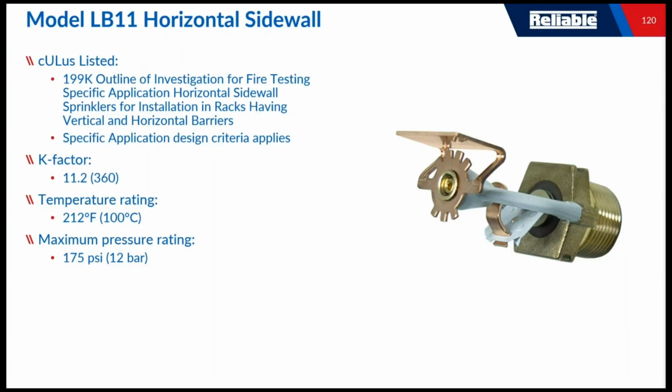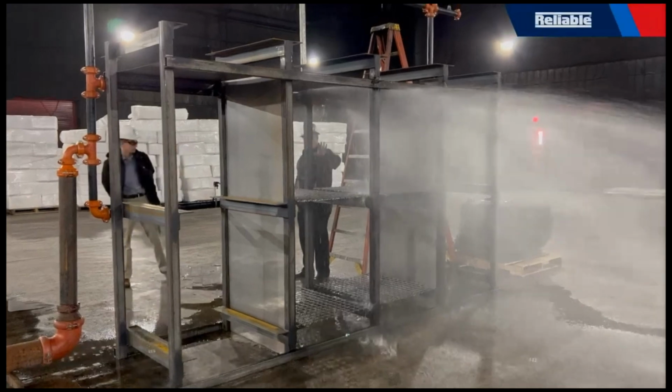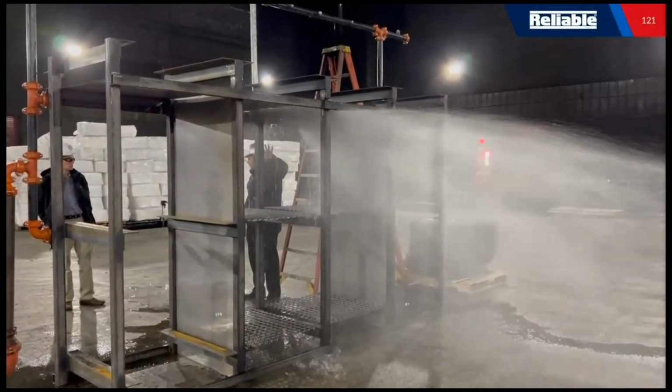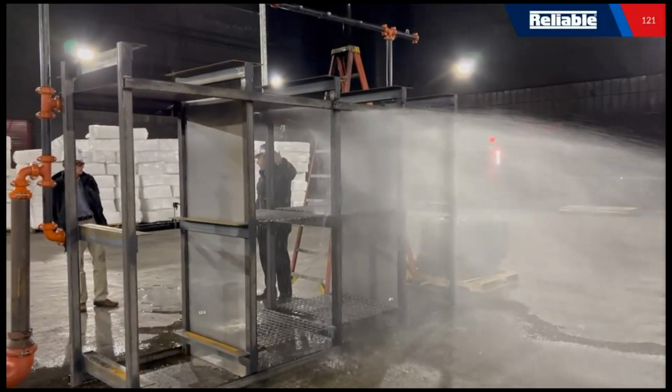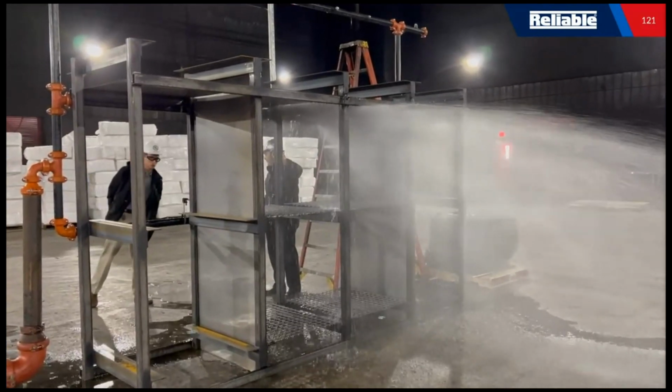It's a UL listed product under a brand new document at UL called UL 199K. So it's very special and has specific application criteria. It's an 11K sprinkler with an intermediate temperature rating. And as you can see, it's meant to be installed as an in-rack sprinkler. This is brand new stuff, not really used ever in our industry, this idea of a sidewall sprinkler in a rack.